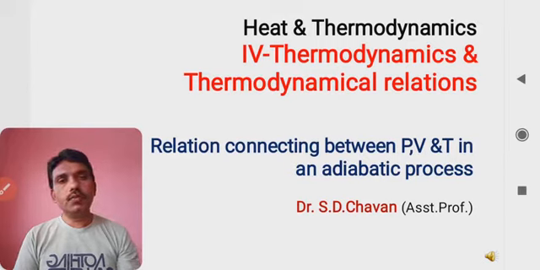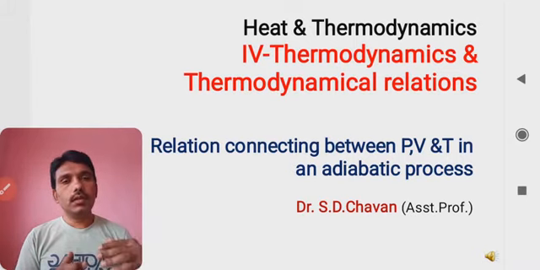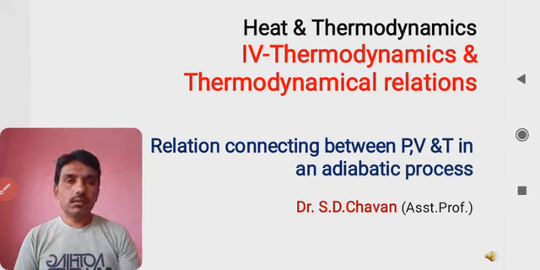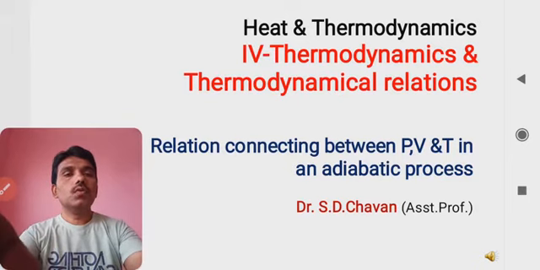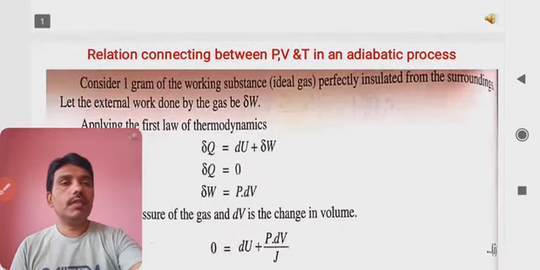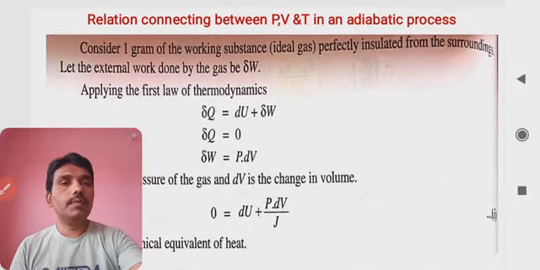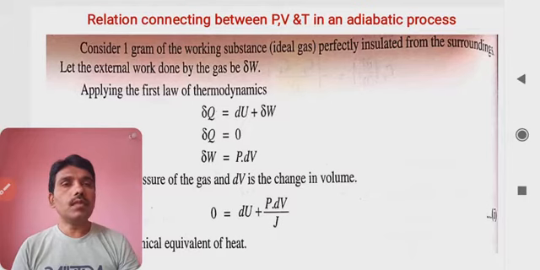Now an adiabatic process is such a process where heat cannot enter into the system or go away from the system. That is what the adiabatic process is. So in this case, we will see what exactly the relationship is between the pressure, the volume and the temperature of the system.